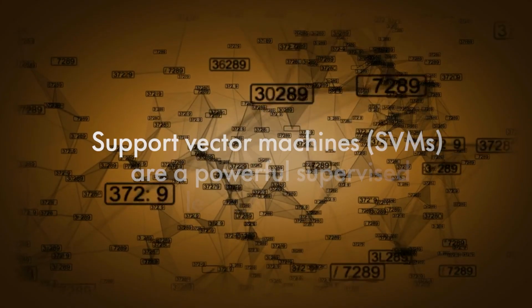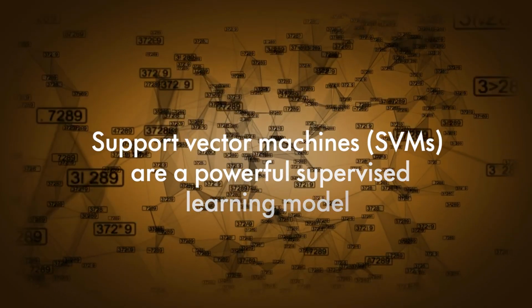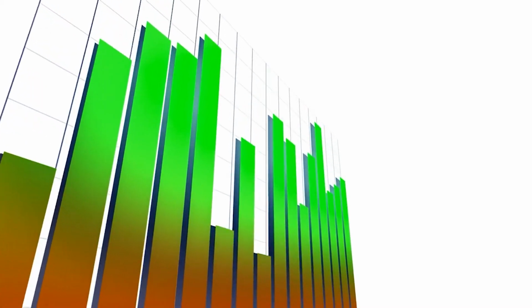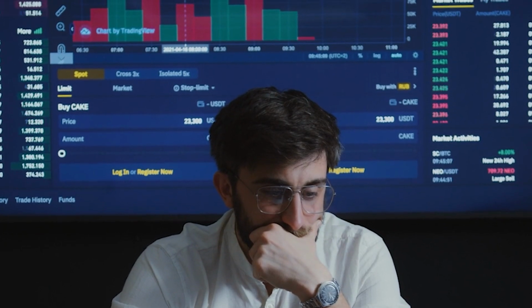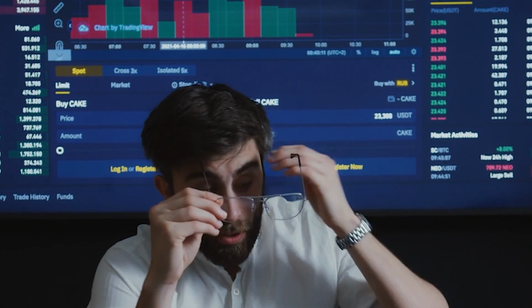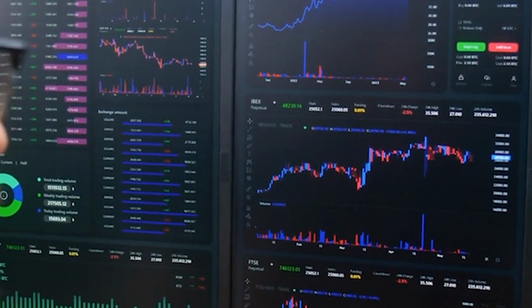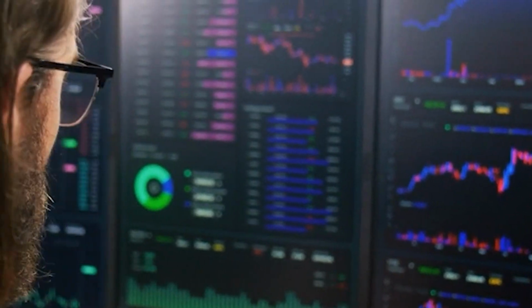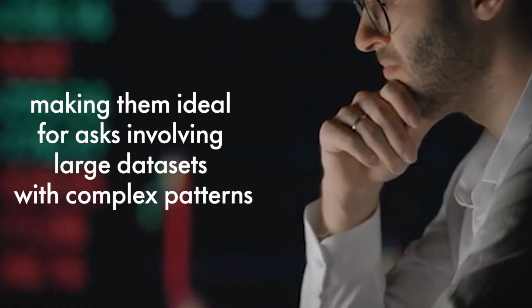Support vector machines, SVM. Support vector machines, SVMs, are a powerful supervised learning model designed to find the optimal boundary, or hyperplane, that separates different classes in the data. In finance, SVMs are primarily used for classification tasks, but they can also be adapted for regression problems. SVMs work especially well in high-dimensional spaces, where there are many variables, making them ideal for tasks involving large data sets with complex patterns.